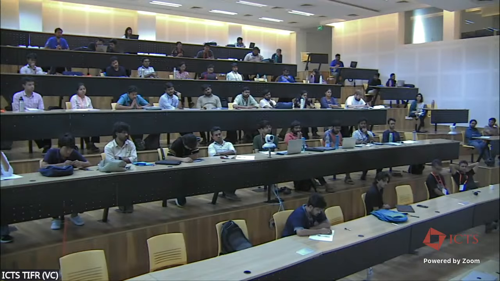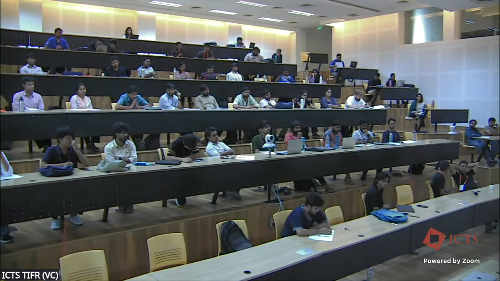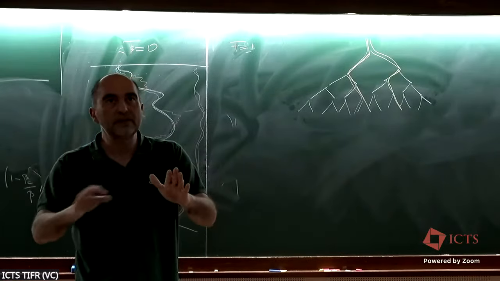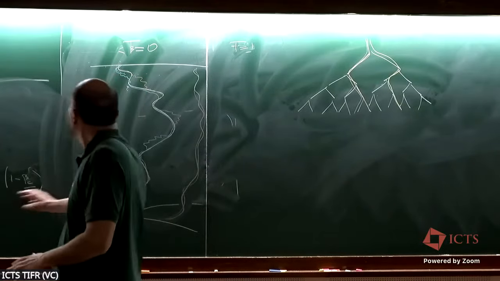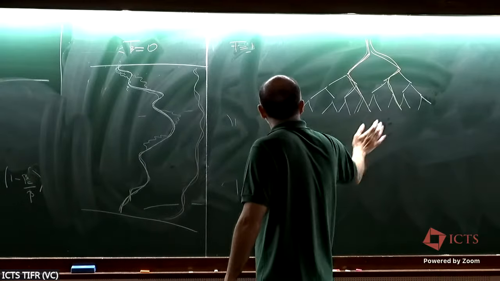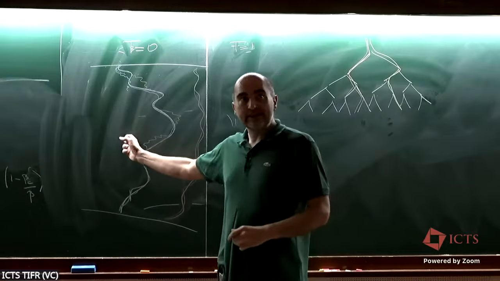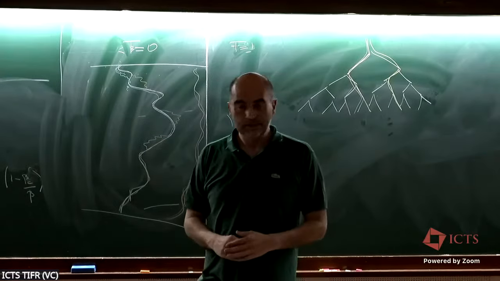Let's say if you have a glass transition in a mean-field system, there will be this feature. In the finite-dimensional system, I don't know in general. In this system, there will be no such feature. Okay. Thank you.